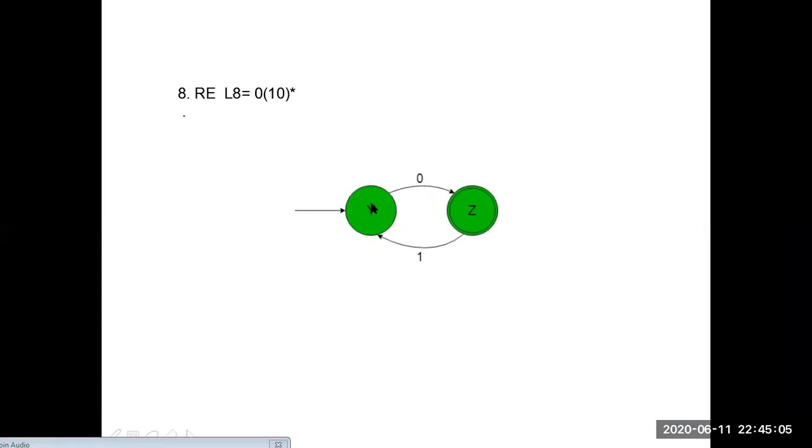See, on reading the initial state Y, reading Z to go to final state Z. And again, if 10 is present, Z will come to Y and go to Z. Like this. Observe this one clearly. What is happening here?